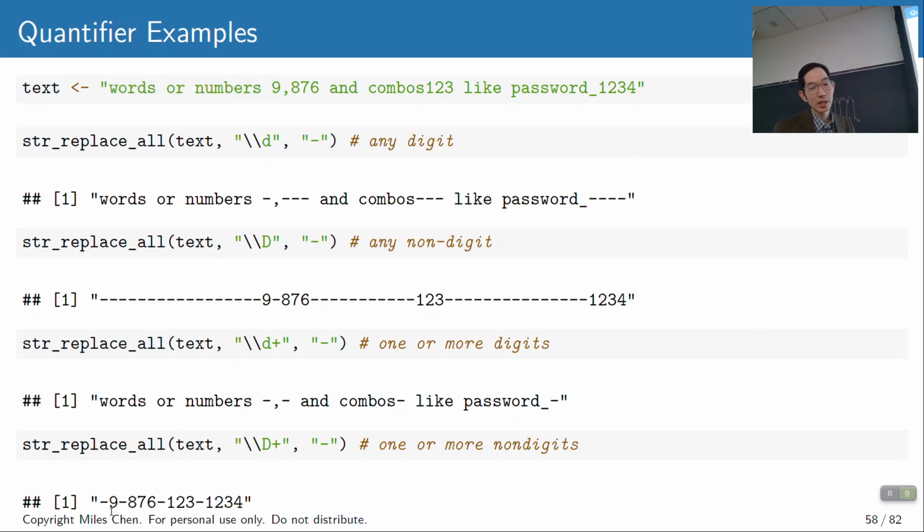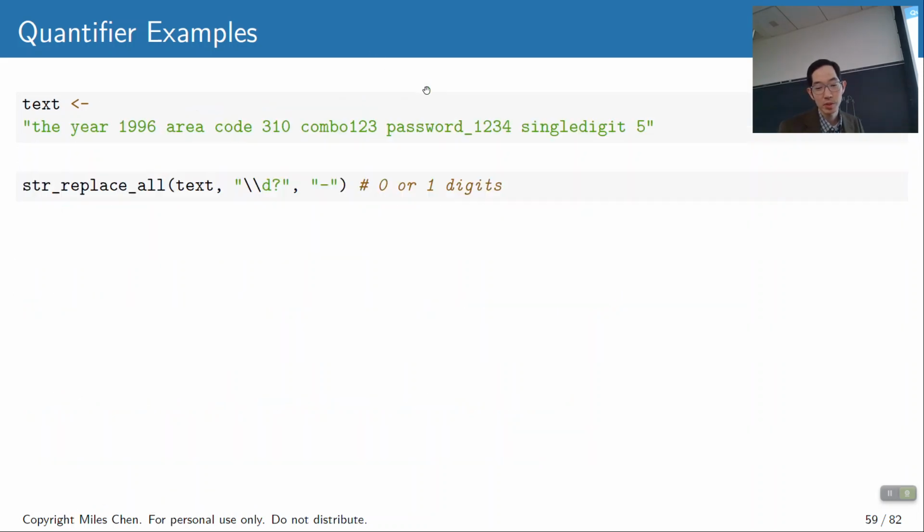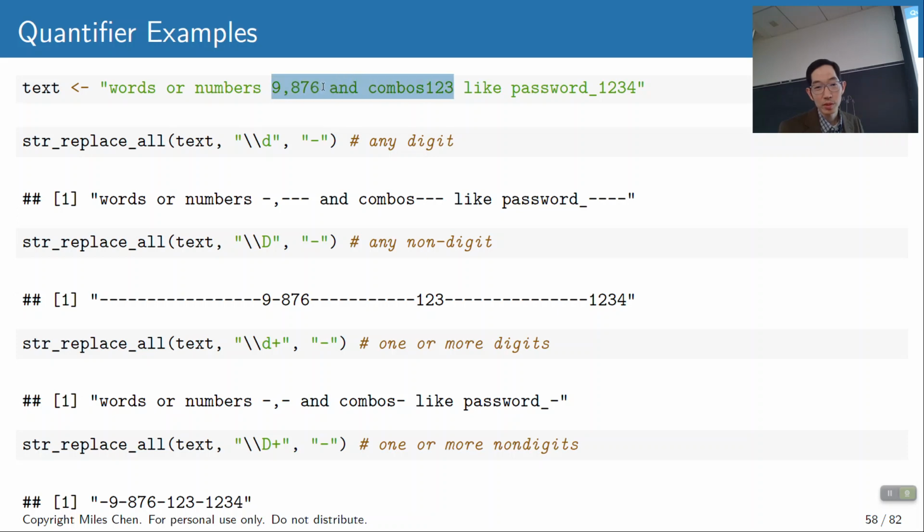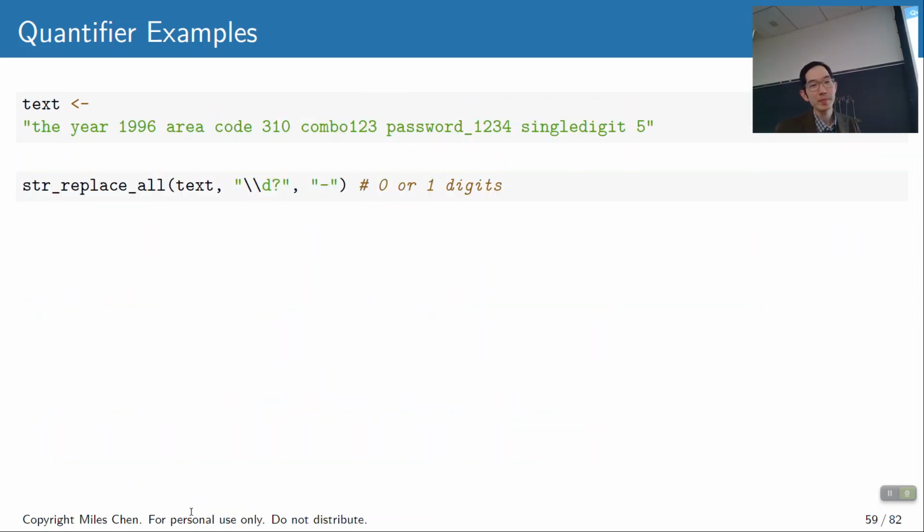And so we get dash 9, the comma gets replaced with the dash. I'm having trouble, the computer won't let me highlight. But basically from the space after the 6 up to the S before combos gets replaced with a single dash. Okay, this actually almost looks like a phone number now.